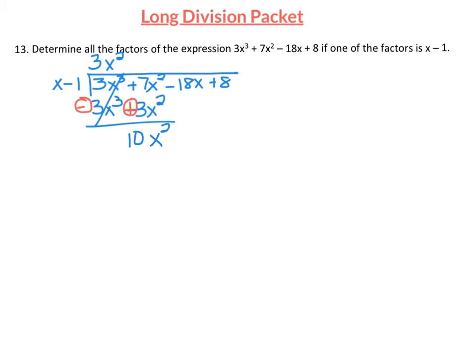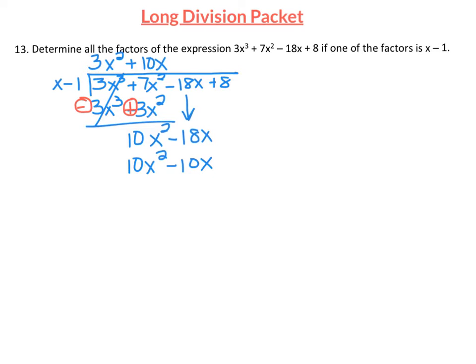All right, now, since I only have one term down here and I have two terms out here, that lets me know I've got to bring the next term down. So when I bring this down, that's what it looks like. All right, so now we start the process again. We say, what do I multiply x by to give me 10x squared? Well, I have to multiply it by 10x. So I'm going to put a positive 10x up here. And then when I distribute, 10x times x is 10x squared. And 10x times negative 1 would be negative 10x.